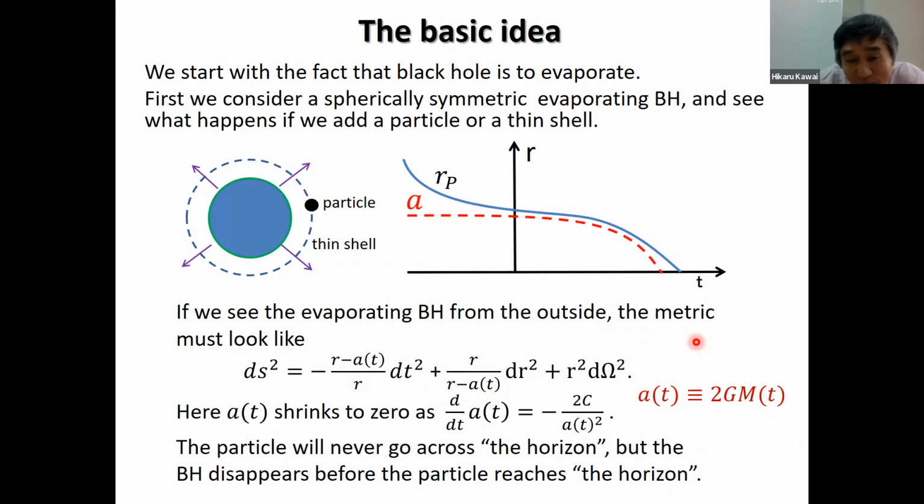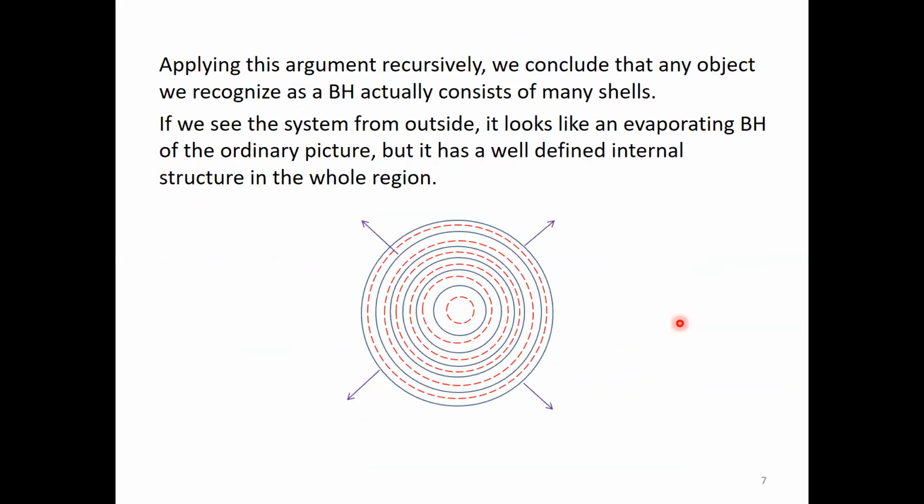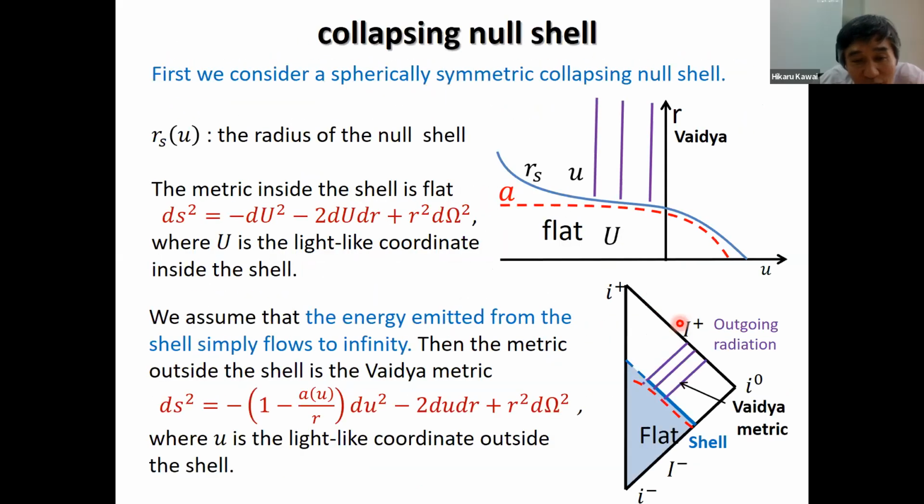But I think rigorously speaking, it is better to go to the Vaidya metric or Eddington-Finkelstein coordinates. In this case, if a goes to 0 for large u, the Penrose diagram just looks like this. This is just an outgoing Vaidya. In this case, there is no coordinate singularity because it just goes back to Minkowski space.